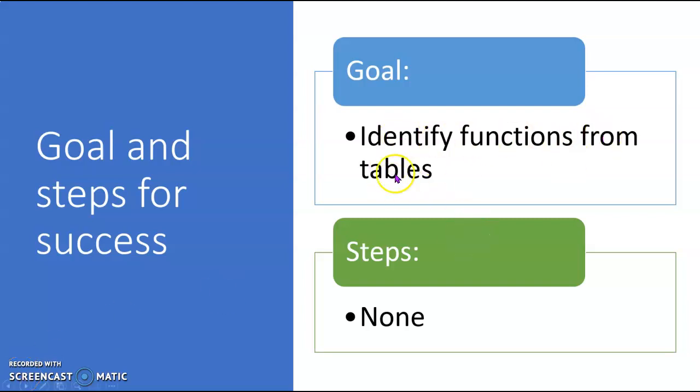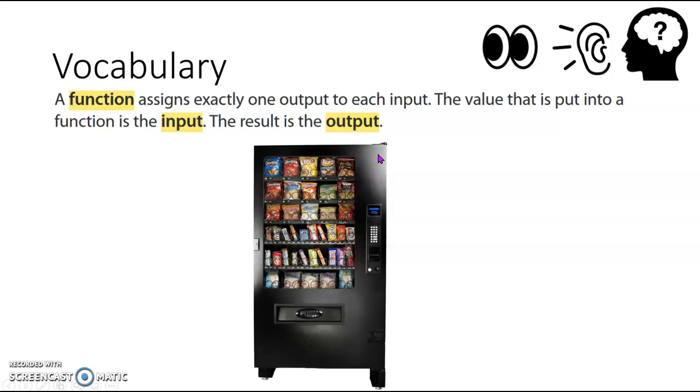We're going to identify functions from tables. Again, no steps today. More conceptual lesson. So vocab, same thing. Remember that, keep thinking about that vending machine. What goes in should only get one thing that comes out.